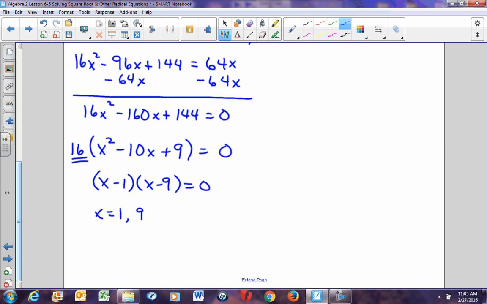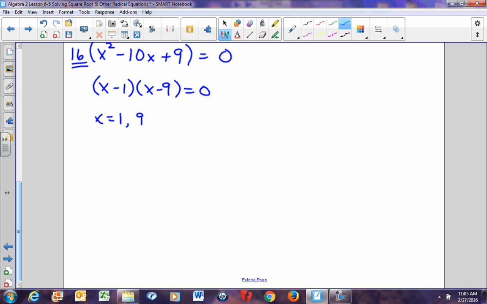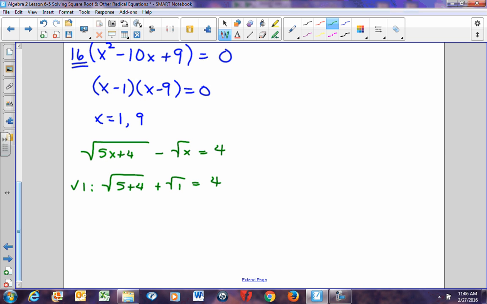Okay? Now I have to check for extraneous answers. Yes, if you get this far, you still have to check for extraneous answers. Back into the original equation, which I will write down here. My original equation was the square root of 5x plus 4 minus the square root of x equals 4. So if I'm going to check 1, I'm going to have the square root of 5 plus 4 plus the square root of 1 is supposed to equal 4. So this is going to be 3 plus 1 equals 4. That one works because 5 plus 4 is 9, square root of 9 is 3. Square root of 1 is 1. Okay. Oops, not plus, it's minus.